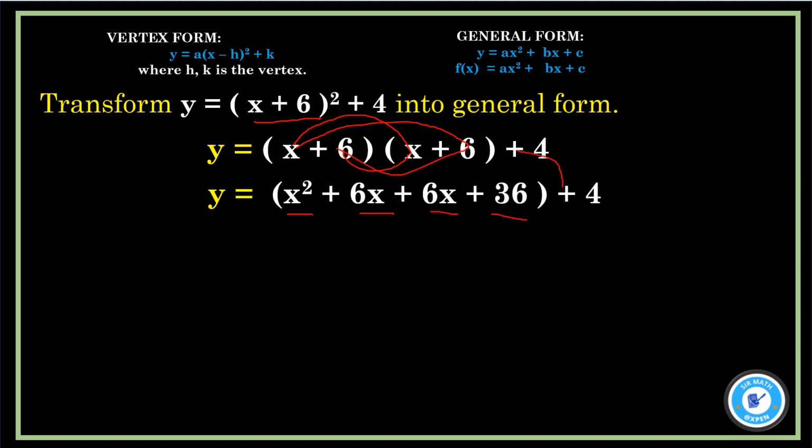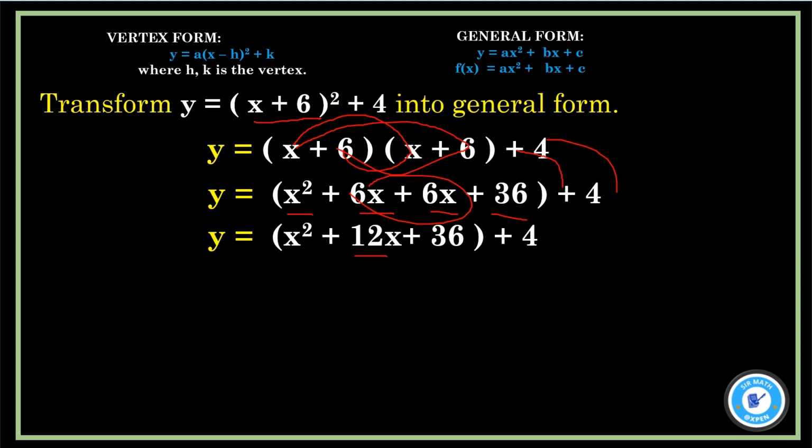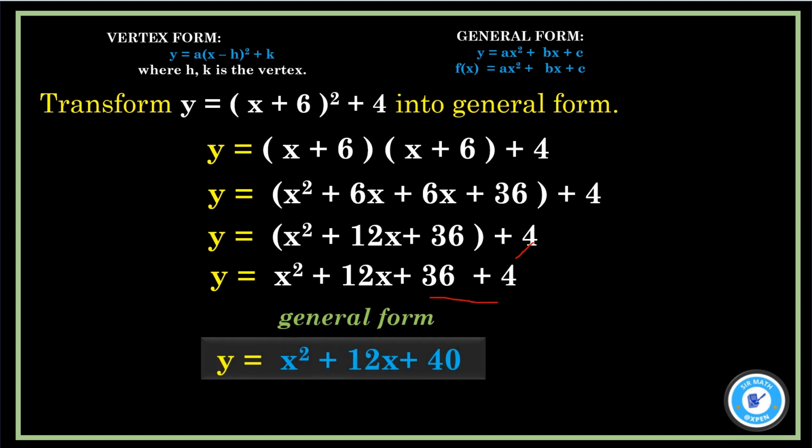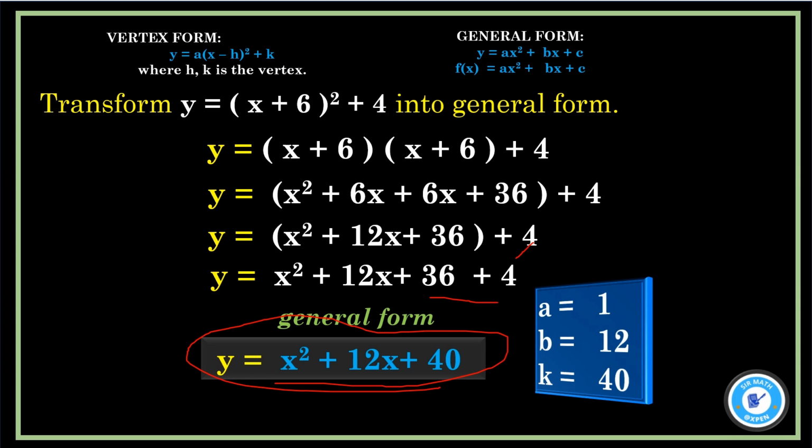Then just drop your operation and your constant number. Then combine 6x plus 6x that's equals to 12x. After that, simplify. So remove symbols, then just bring down the constant. Then combine 36 and 4. That's equals to 40. This is now your general form, where our A is equals to 1, our B is equals to 12, and our C is equals to 40.